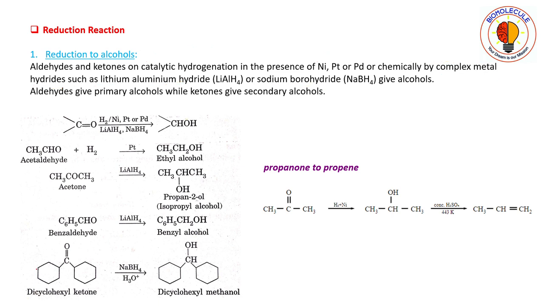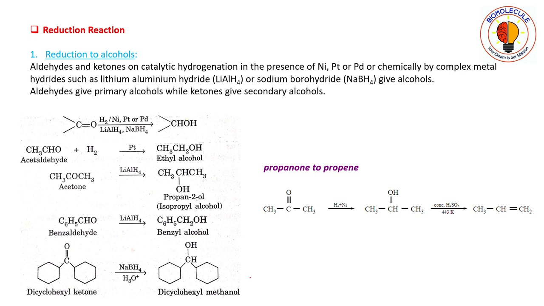Okay, now aldehydes give primary alcohols. Why do aldehydes always give primary alcohols? Because aldehyde contains this hydrogen atom, as a result of which we get primary alcohol. While ketones give secondary alcohols. In ketone you can see that there are two methyl groups, and because of these two methyl groups you always end up with secondary alcohols.